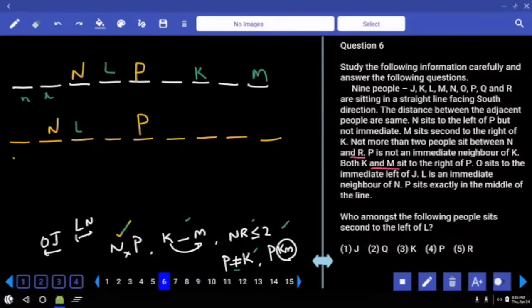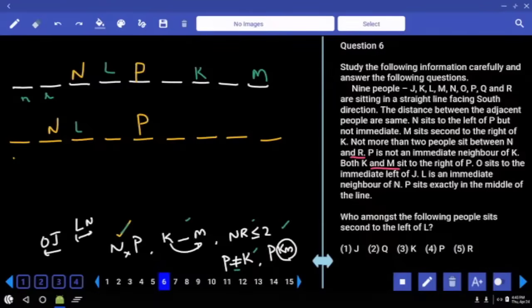O and J are adjacent to each other. Is it possible, O and J? No. O and J are adjacent to each other, which is not possible in this case. Then if it is not possible here, then what is the other case we have? Then P, L, N. Then if P, L, and N were like this, then we need to have P, L, N.